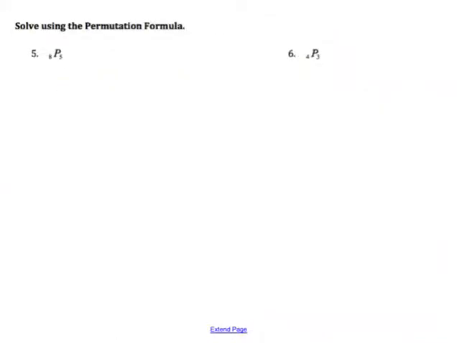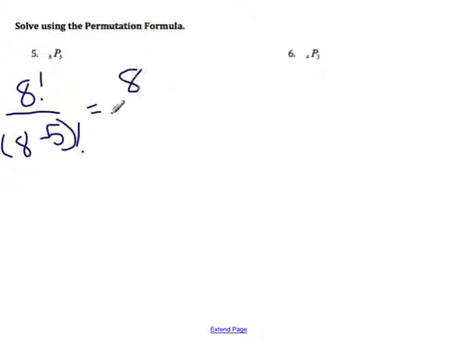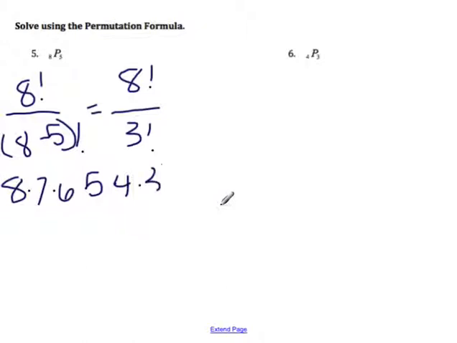All right, let's take a look at number 5. Here we need to use the permutation formula. For the permutation formula, on top you have 8 factorial. On the bottom, you have 8 minus 5 factorial. So you're going to have 8 factorial divided by 8 minus 5 factorial, which is 3 factorial. Let's write those out. We have 8 times 7 times 6 times 5 times 4 times 3 times 2 times 1. Then we're going to divide that by our 3 factorial, which is 3 times 2 times 1.